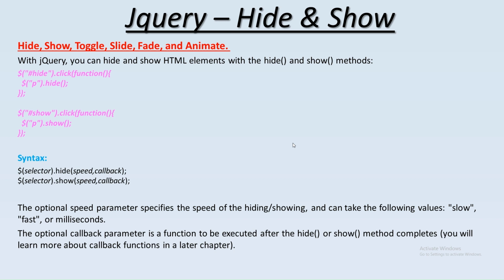The optional speed parameter specifies the speed of the hiding or showing and can take the following values: slow, fast, or milliseconds. The optional callback parameter is a function to be executed after the hide or show method completes. You will learn more about callback functions in a later section.